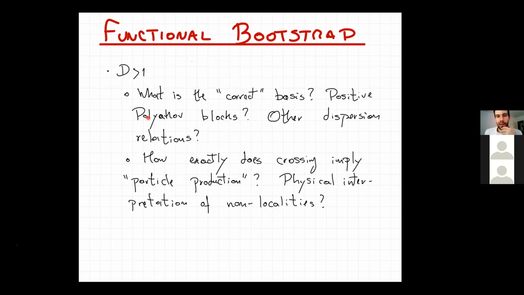And so I would like to really understand how these issues relate to this problem of particle production. How does crossing symmetry exactly imply particle production? How do we connect this with the physical interpretation of these non-localities? Yeah, I would really like to understand this. So I think that's it.